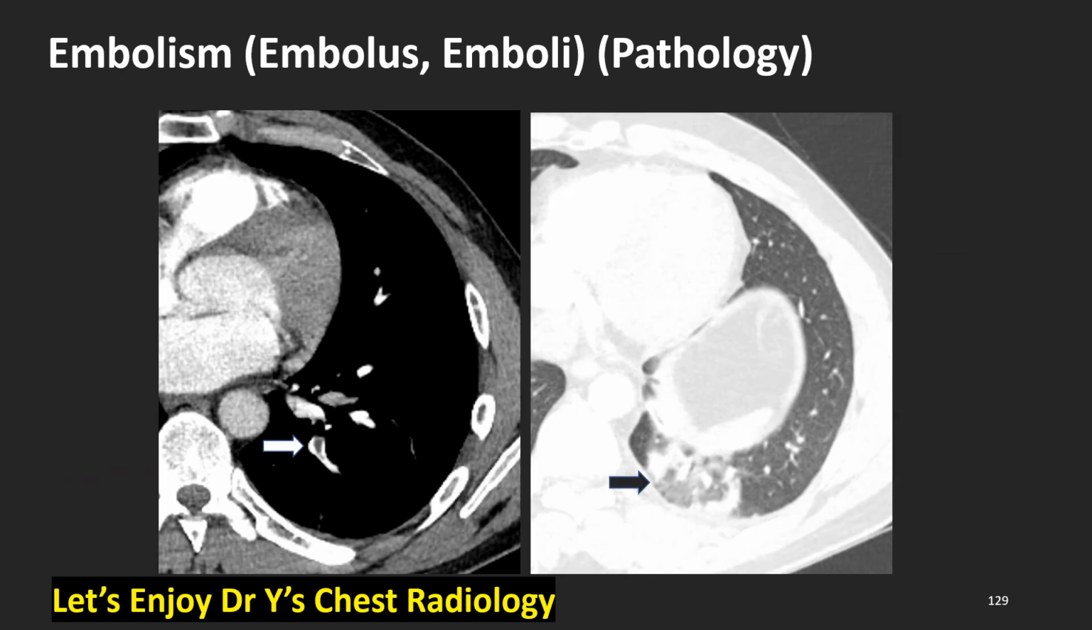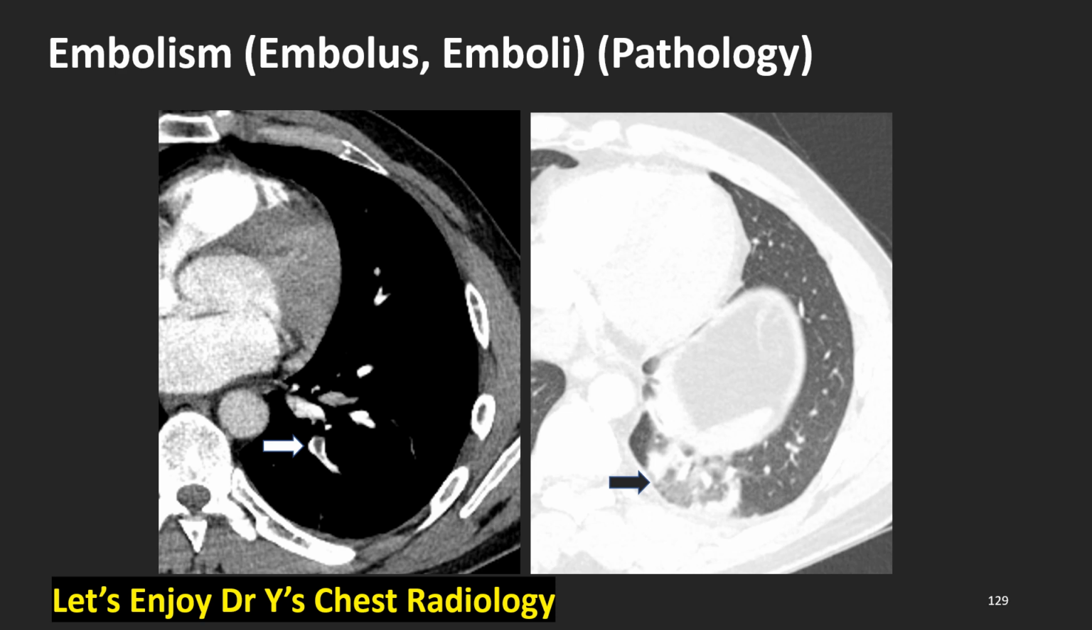Embolism, embolus, emboli, pathology. White arrow indicates embolism in left lower lobe pulmonary artery branch. Black arrow indicates infarction area in left lower lobe.